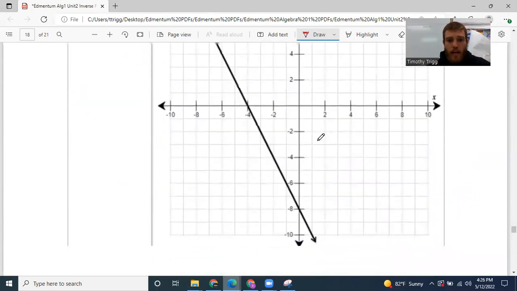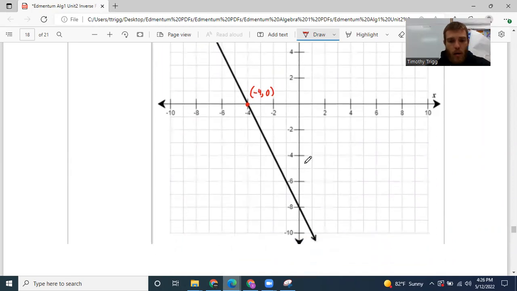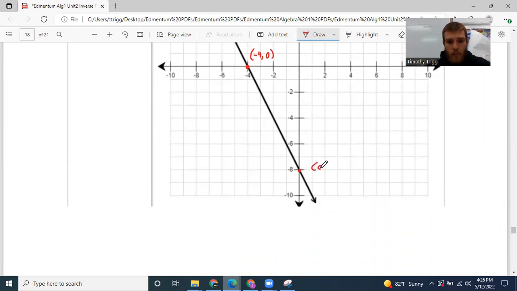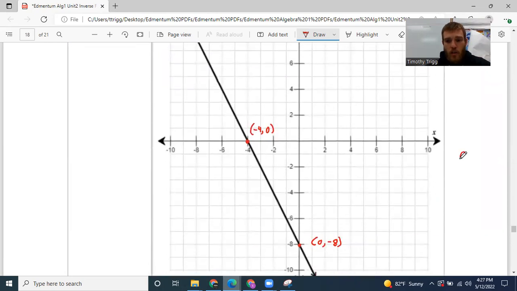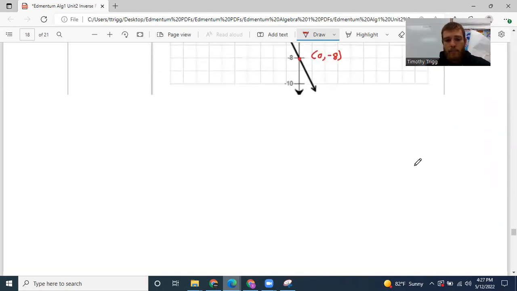Okay, this one's the same deal as the last one. Here we could use this coordinate point for a point that's on the original function, -4, 0. And then we could use this point as well, 0, -8. So remember, for the inverse function, you would swap the positions of the x and y. So instead of -4, 0, it'll be 0, -4. And instead of 0, -8, it'll be -8, 0. Graph those points and make a line connecting them.